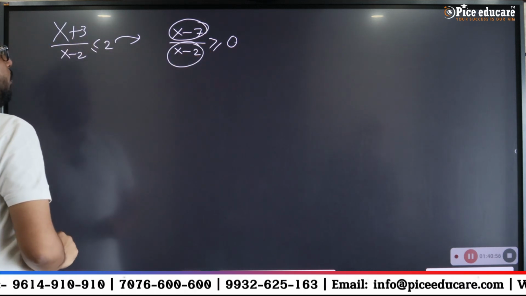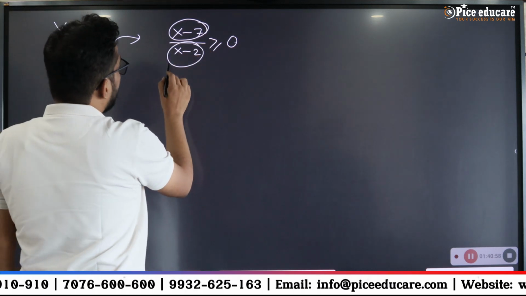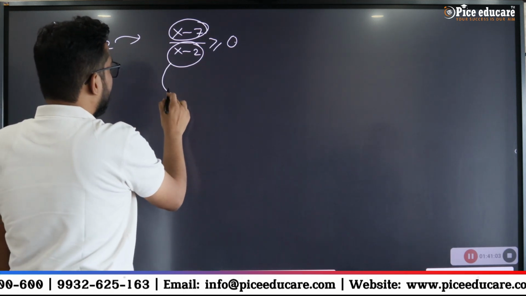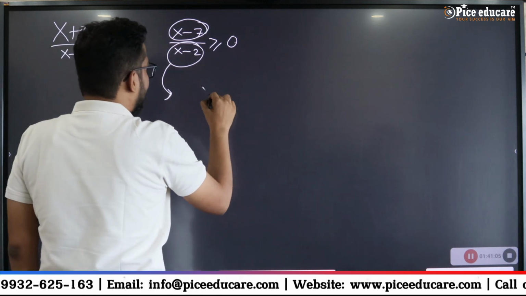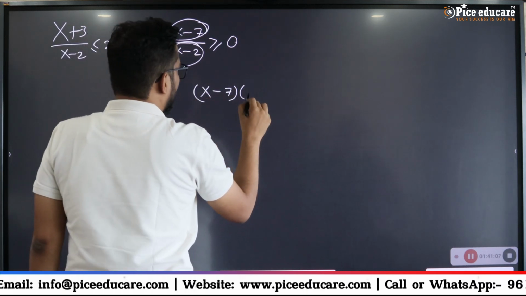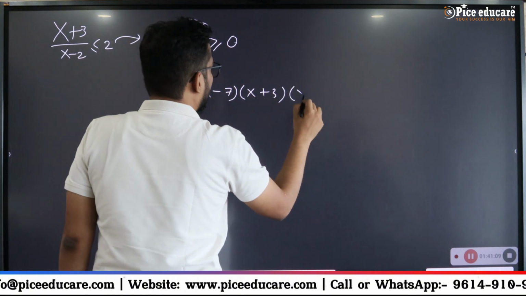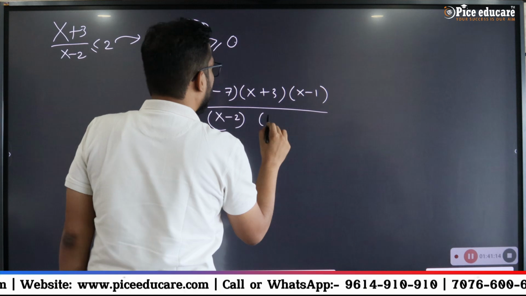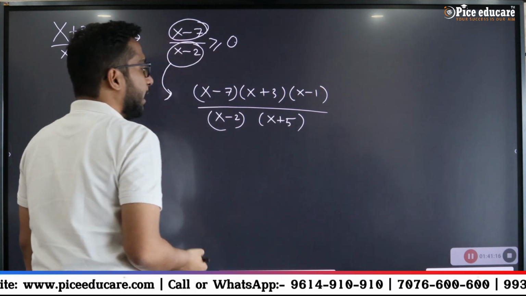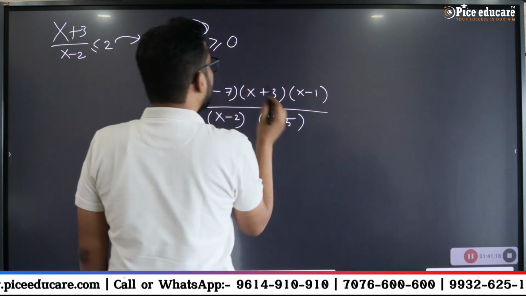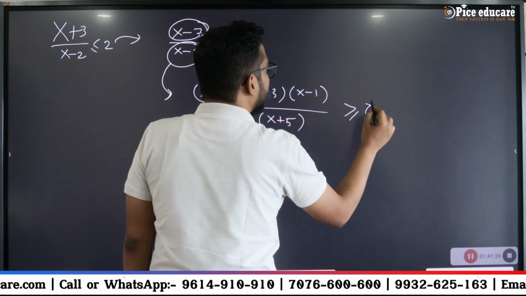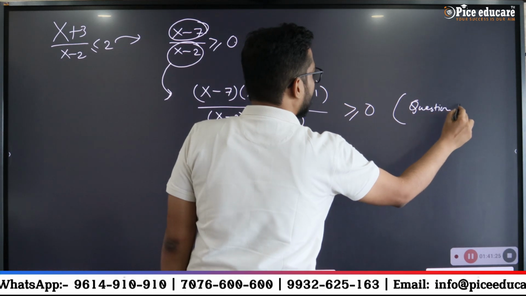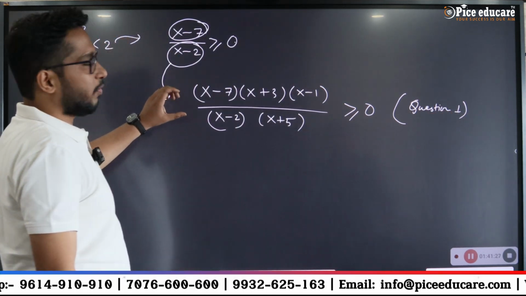What if I tell you that let's make it complicated? Complication number 1: I add more factors like this and ask you when this quantity will be bigger than or equal to 0. Suppose this is question 1. This is one layer of complication.